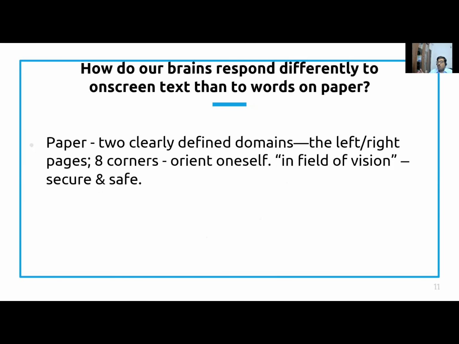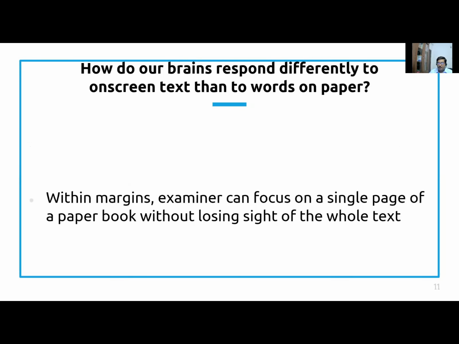In paper, we have two clearly defined domains, the right side and left side pages, where eight corners are there. We orient ourselves and the entire answer is in our field of vision, unlike on the screen, where we have to search. These clearly defined domains in the paper subconsciously make us feel secure and safe, thereby more comfortable. Within the margins in the paper, the examiner can focus on a single page in its entirety without losing sight of the whole text, hence more comprehensive.